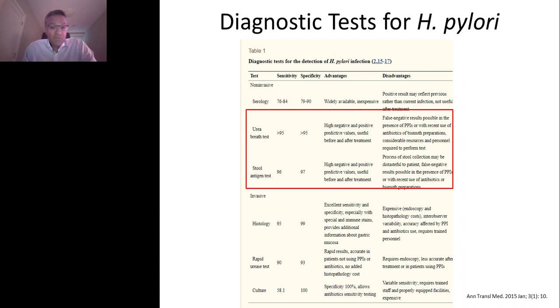Invasive tests, as mentioned before, include biopsy, coupled with histology, or a rapid urease test, both of which can be performed on the biopsy material. In some instances, culture is required, as seen at the bottom, because culture enables antibiotic susceptibility testing, which may be important in patients who fail eradication treatment.